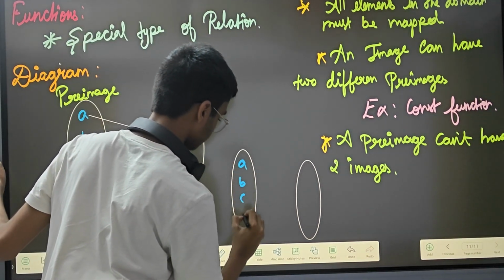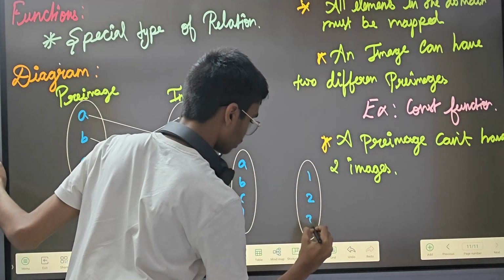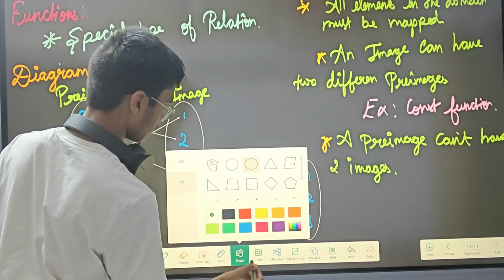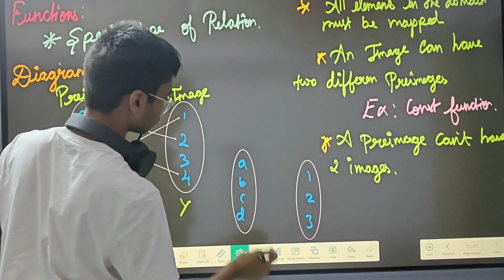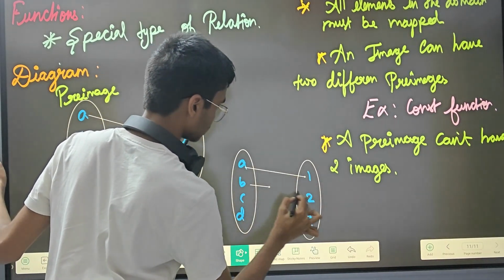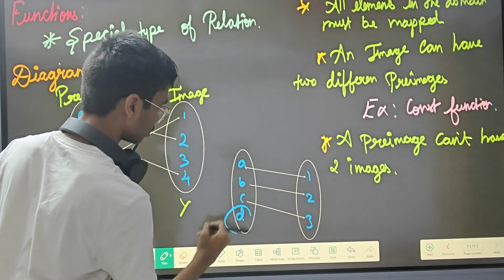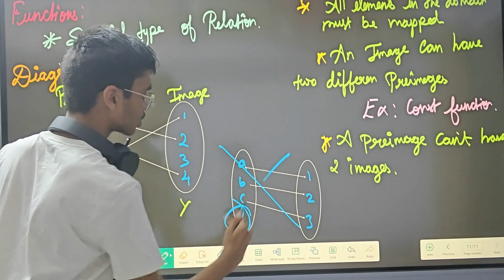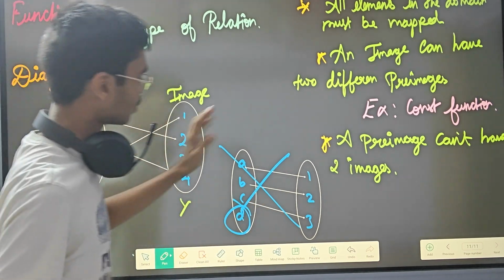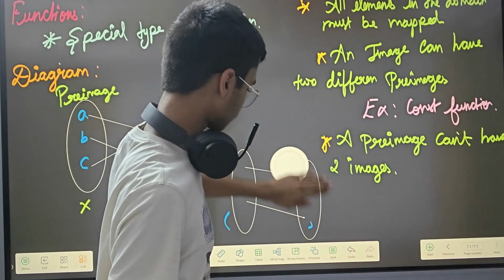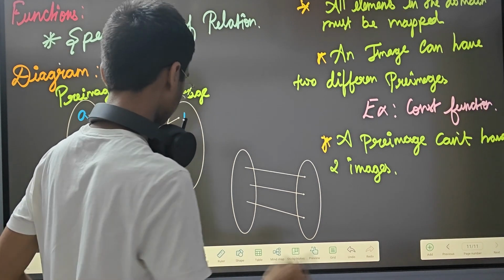A, B, C, D and 1, 2, 3. Like this it is mapped, like this it is mapped, like this it is mapped. See, this one is being left out. So this is not a function. Like this, it cannot be. You have to know this.